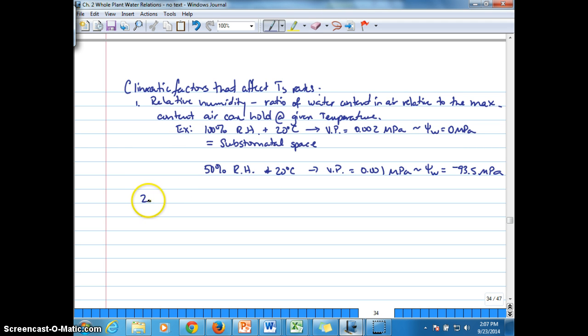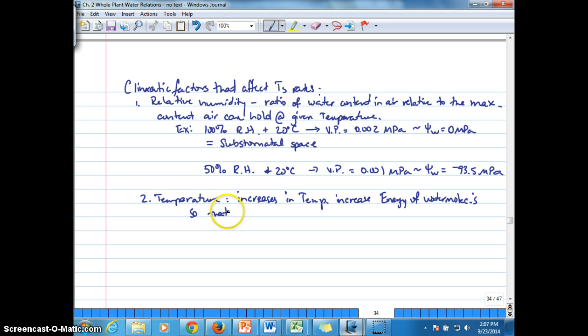Let's look at the effect of temperature next. And remember, increases in temperature will increase the energy of water molecules so that more water can enter the vapor state. So temperature is certainly going to have an effect on evaporation.